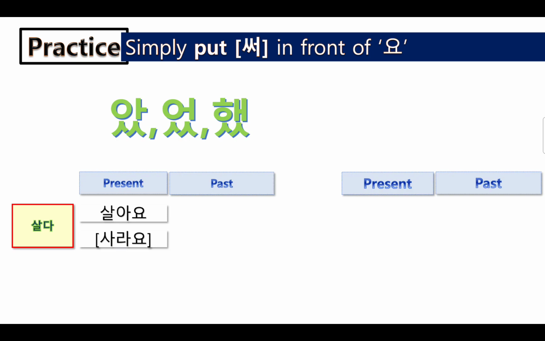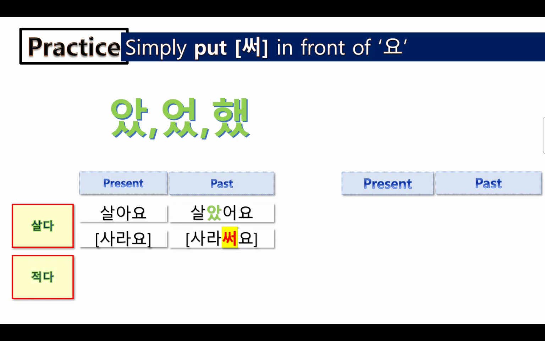And past tense, 살았어요. Because 살 is bright vowel, we put 았. How about pronunciation? Look at this. 살았어요. Simply put 서 in front of 요. Past tense. 살았어요. I lived.